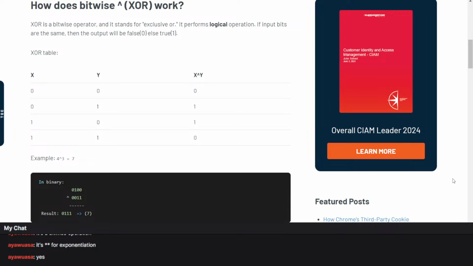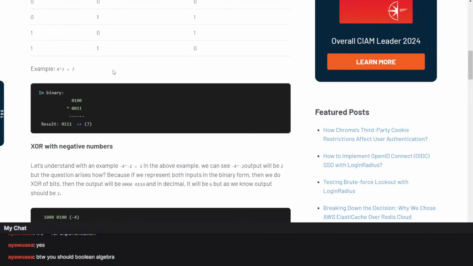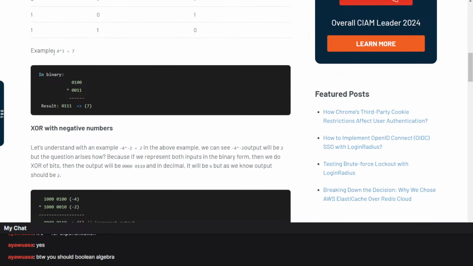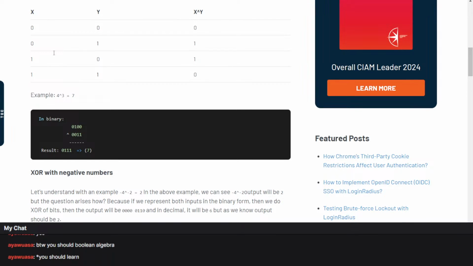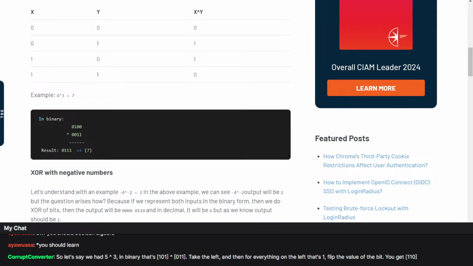Is it for explanation? But wait, what? 437. Oh no. Ayaweza says BTW you should learn Boolean algebra. Oh no. Okay. I have to stop clicking on people's names. I hate this so much. I hate it here.